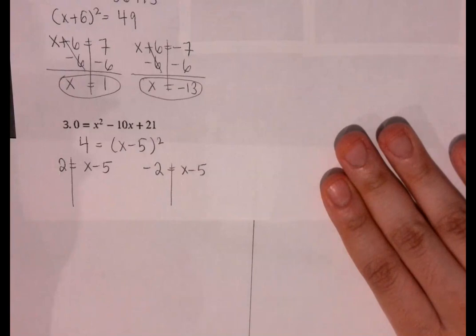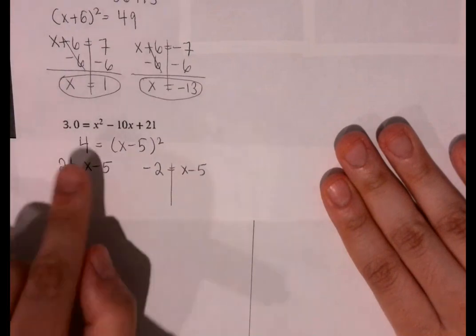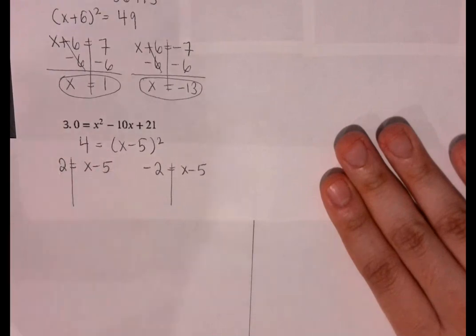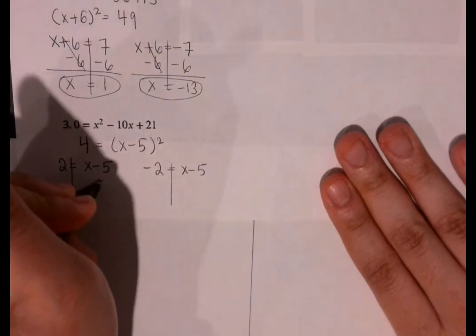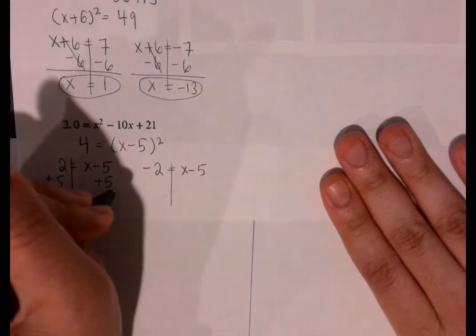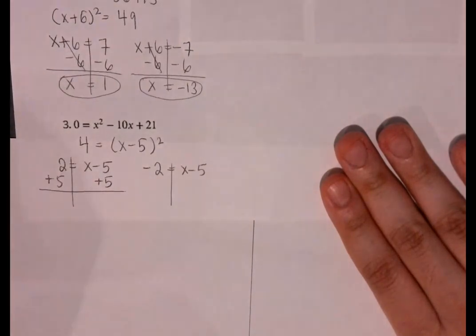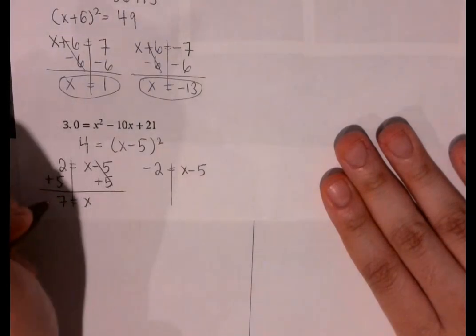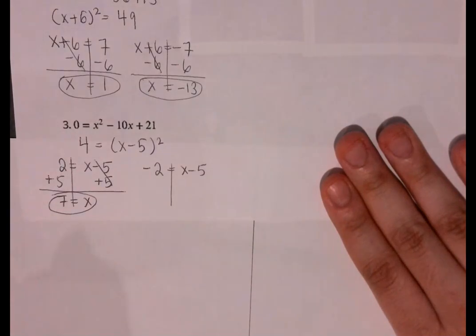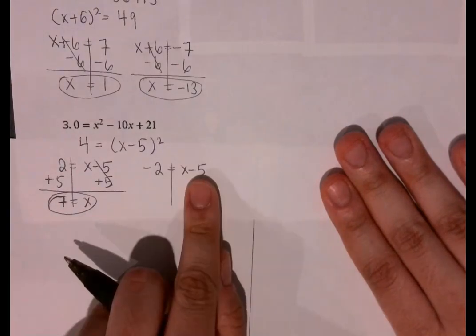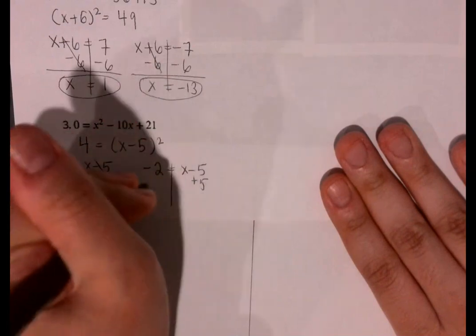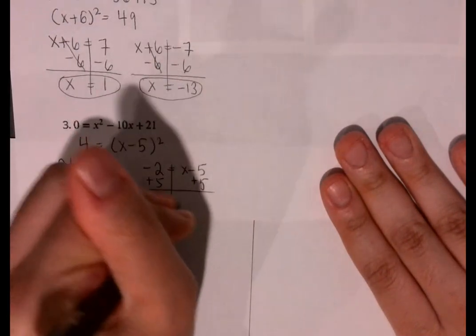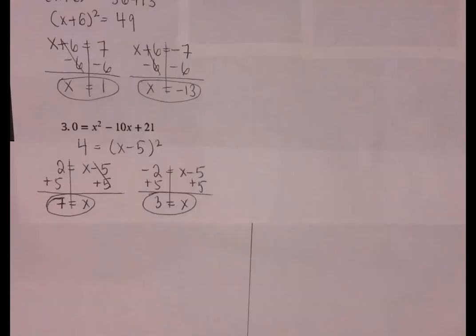To finish this problem, I will need to use the inverse operation of what is with my x. I need to use the inverse operation of negative 5. The inverse operation of negative, or minus, is plus. So I'm going to add 5 on both sides of my equation. So I end up with 2 plus 5 equals 7. 7 equals x is my first answer. And again, the inverse operation of subtraction is addition. So I'm going to add 5 on both sides. Negative 2 plus 5 is 3. 3 equals x is my other answer.